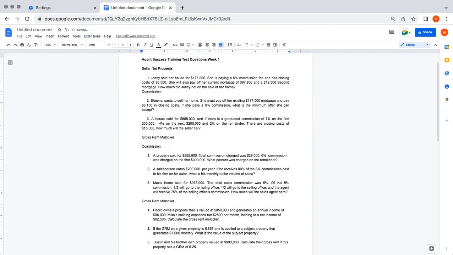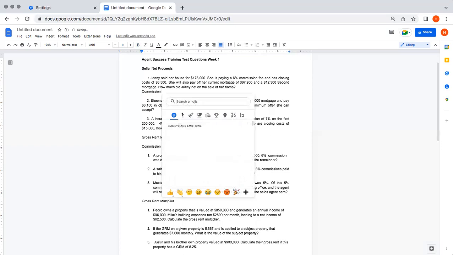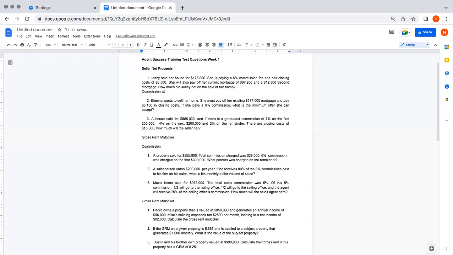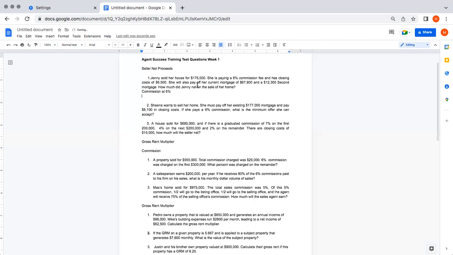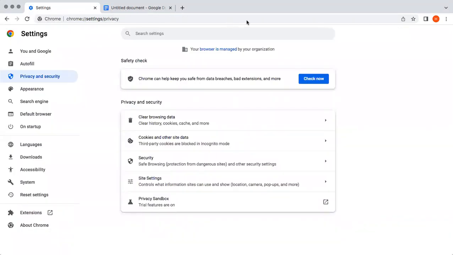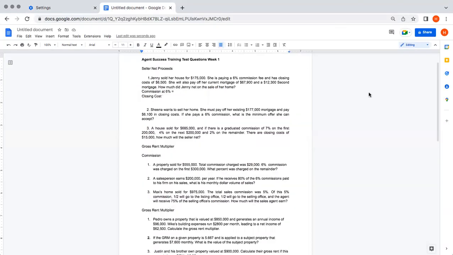Commission, and we're going to put that at 6%. Let me just type the word out. Commission at 6%. That's one part of the question, and we'll put a little equal sign here. And then we're going to go to the next, reading the question out, and we're typing everything out. Closing costs. Closing cost is at $6,500.